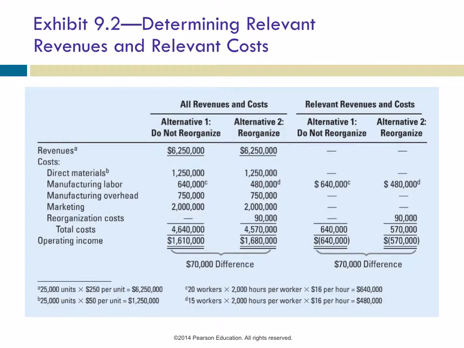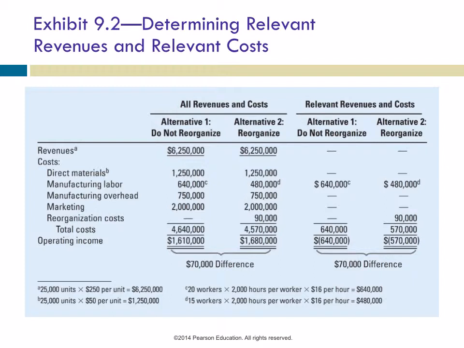So here's just an example of, in these first two columns, under all revenues and costs, we see that there's a $70,000 difference between alternative 1, which is do not reorganize. This is an example from the book. Do not reorganize the labor department or the labor force for one particular department. Alternative 2 is reorganize the labor force. So if you look down, there's revenues in the top line, look at all the costs, and you look at the operating income. Well, obviously, we're only going to analyze the revenues and costs that are different.